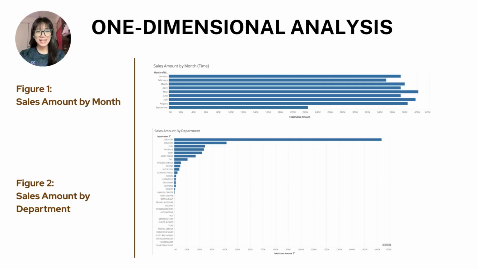For one-dimensional analysis, we analyze sales performance using a single dimension. Sales amount by month was used to identify overall sales trends and seasonal patterns, while sales amount by department shows how revenue is distributed across different product departments, highlighting which departments contribute most to total sales.